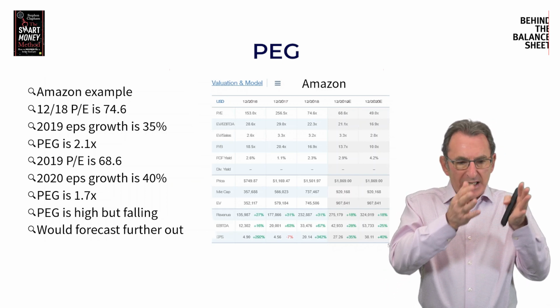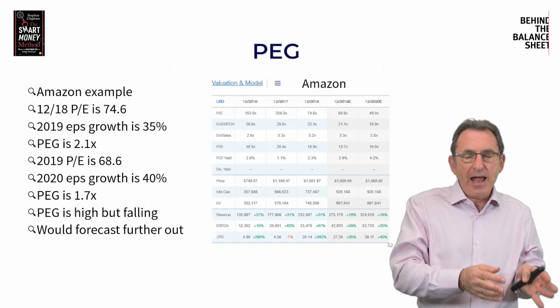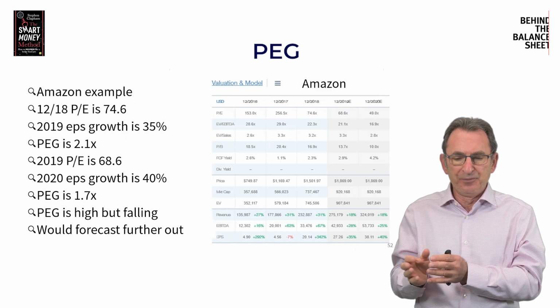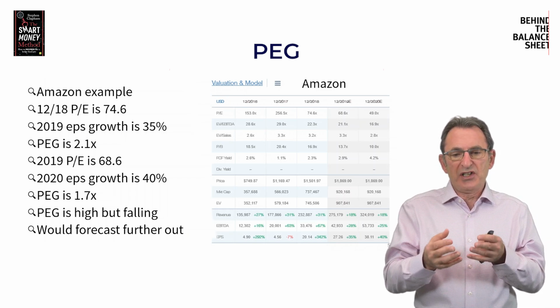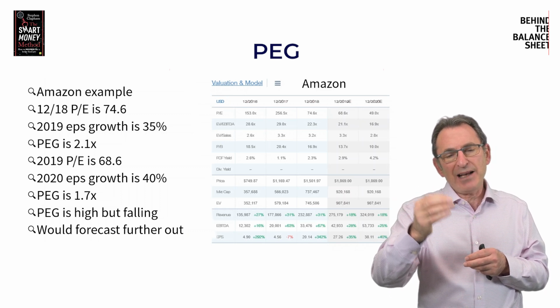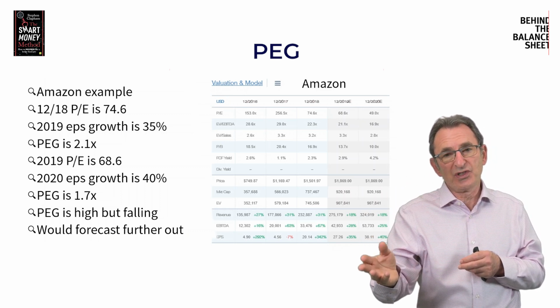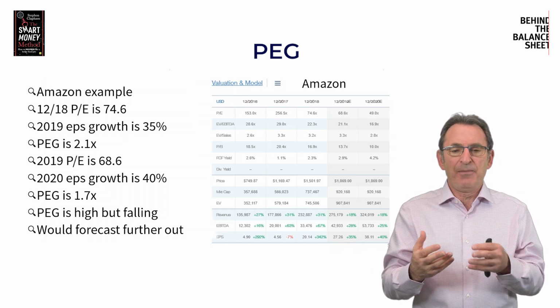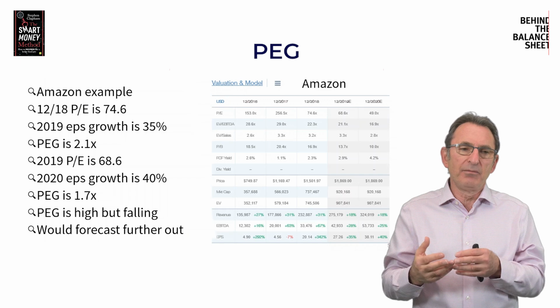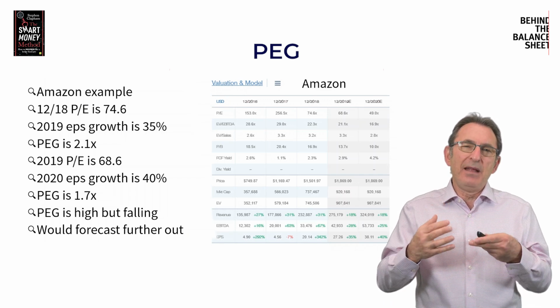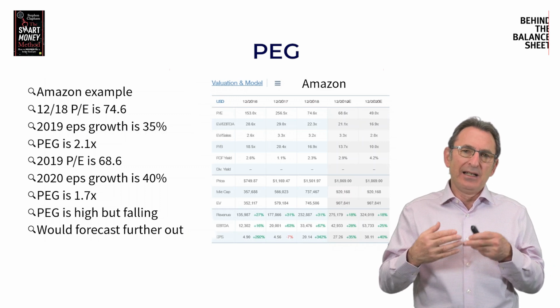So what I'm doing is I'm looking at the PEG today, and then I'm imagining myself a year forward, and I'm calculating the PEG then. So what I would do in a situation like this is I would forecast further out to see that the PEG was continuing to fall, the PE ratio was coming down. And then I would think about how long will it take before Amazon becomes at a stock market average PE. And that would be my way of calibrating the PE for the growth.